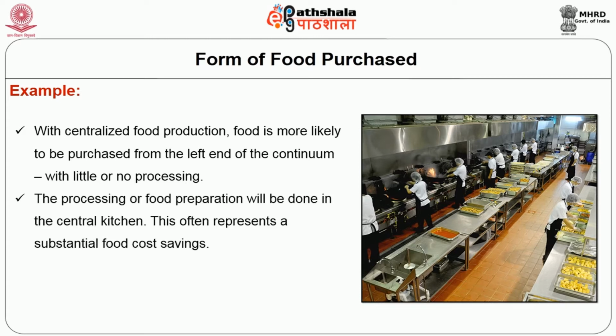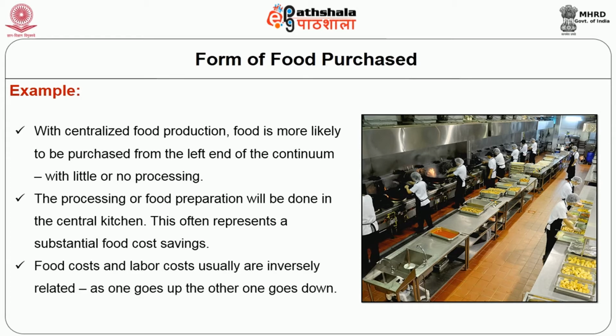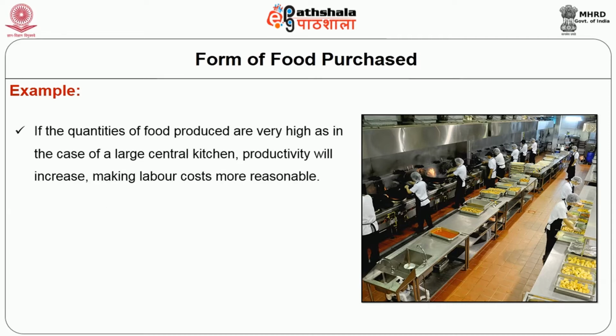The processing of food preparation will be done in the central kitchen. This often represents a substantial food cost saving. Food cost and labor cost usually are inversely related. As one goes up, the other one goes down. If the quantities of food produced are very high, as in the case of a large central kitchen, productivity will increase, making labor costs more reasonable.